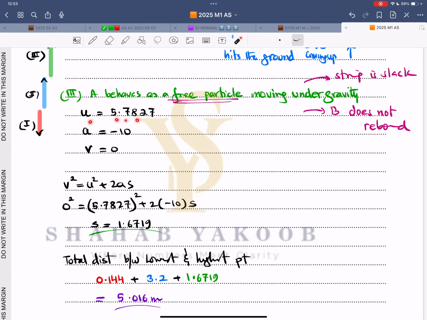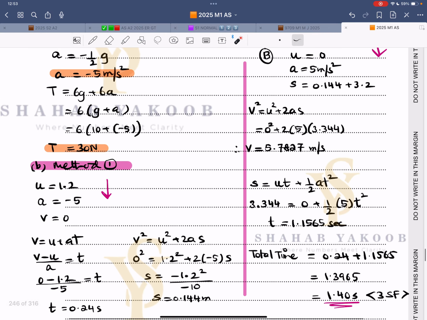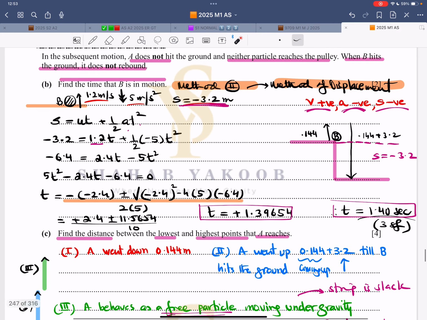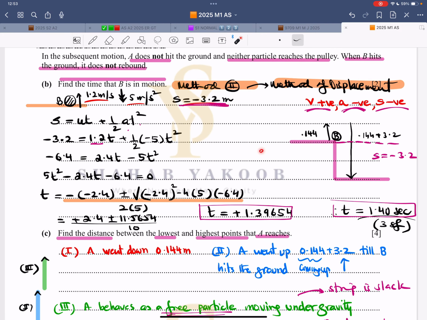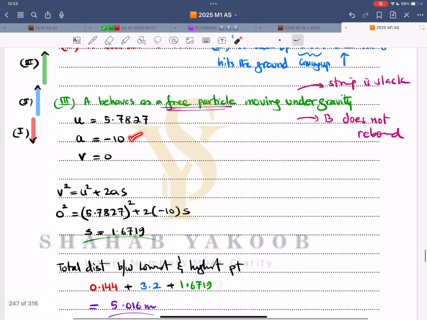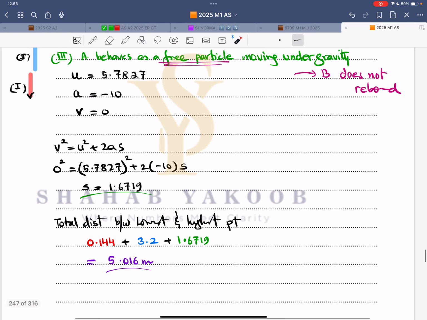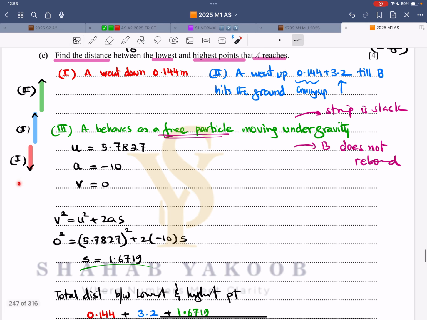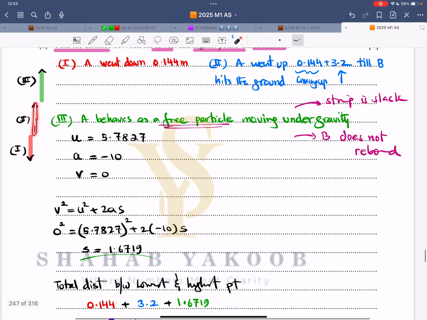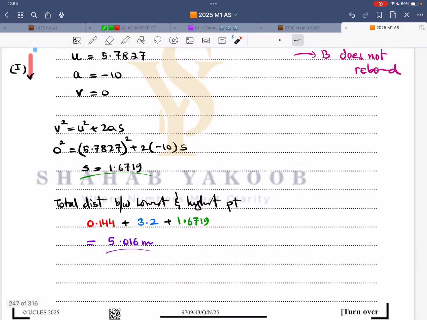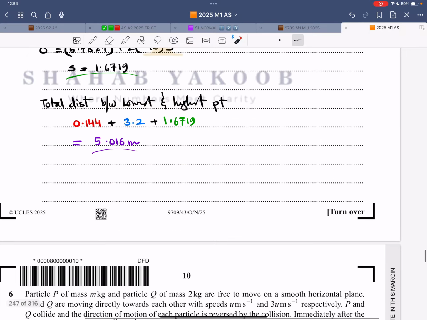So U is this value, which again was calculated over here. So all these parts are needed. Yes, the method of displacement is a nice one for that part, but for this part, for 4 marks, again you have to calculate some of the terms from there. Acceleration is -10, V is equal to 0, S comes out to be this much. So now the total distance between the lowest and the highest point. It's not about how much it has traveled, it's about the lowest and the highest point. It went down 0.144, it moved 3.2 up till B hits the ground, and then further on it moves 1.6179. That is the final answer. Yes, that was one tough question.